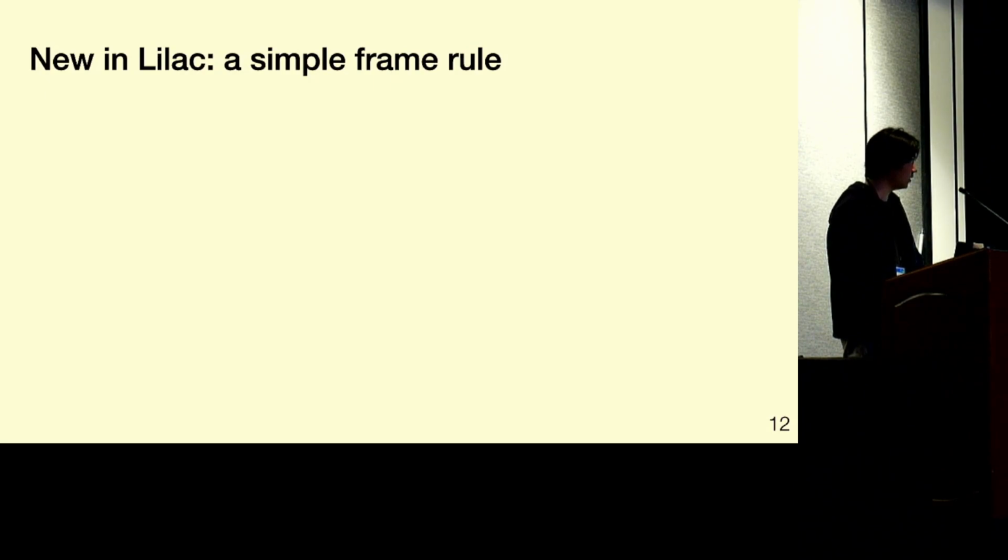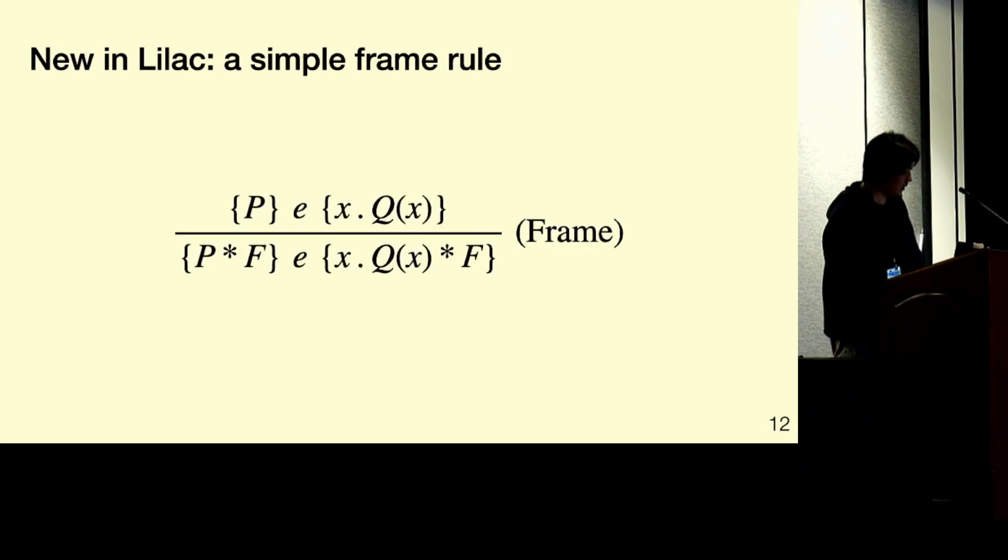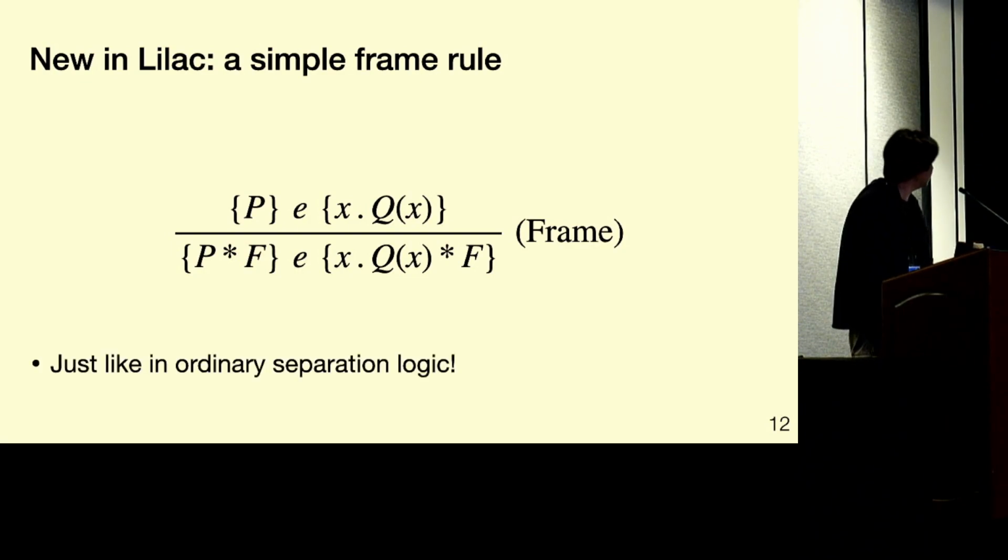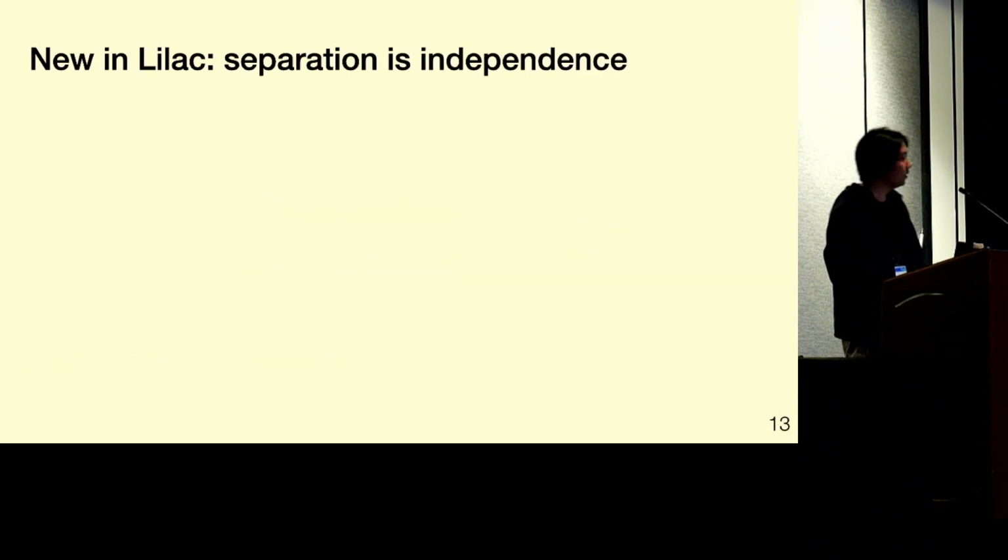I mentioned on the previous slide that separation logic has this frame rule, and it's fundamental to the modularity of reasoning principle. In Lilac, the frame rule looks identical to the frame rule of ordinary separation logic. And this has many benefits. It means that checking whether or not you can reason locally about your program works exactly like when you're reasoning about an imperative program. So the same kind of intuitions that you have about framing apply directly to the probabilistic setting.